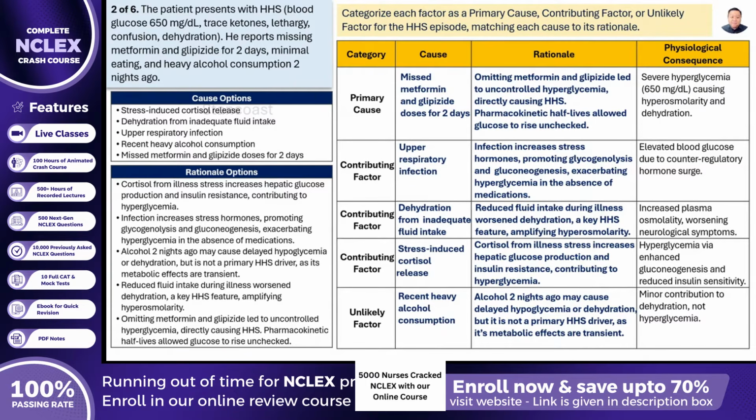It said unlikely factor. Remember that the alcohol happened days before the crisis, and it is not known to spike blood sugar like most diabetes medications or stress hormones do. And the alcohol probably played a very small role, if any, but it did not start or significantly worsen the hyperglycemia. So it's considered an unlikely factor here. So your clue in the right column says minor contribution to dehydration, not hyperglycemia. So this signals that this is not the central cause of the problem that we are facing right now.